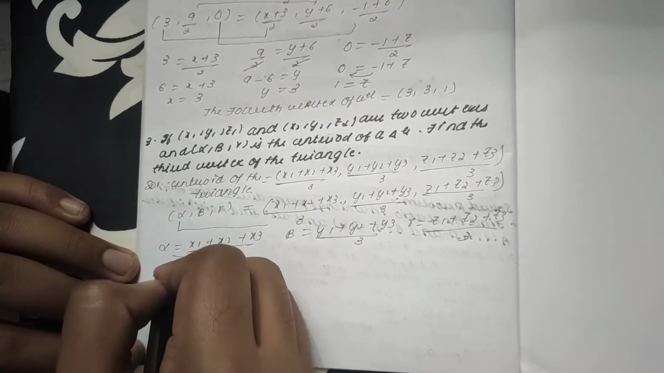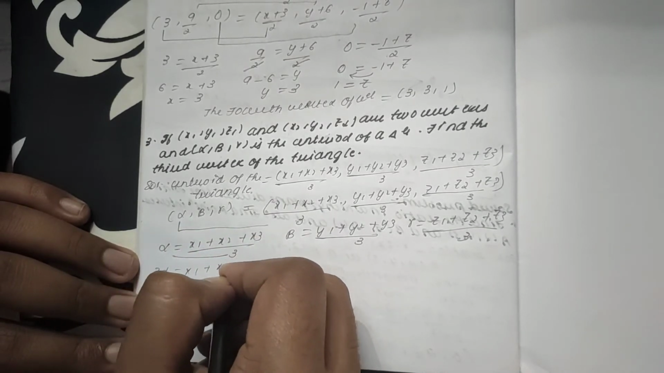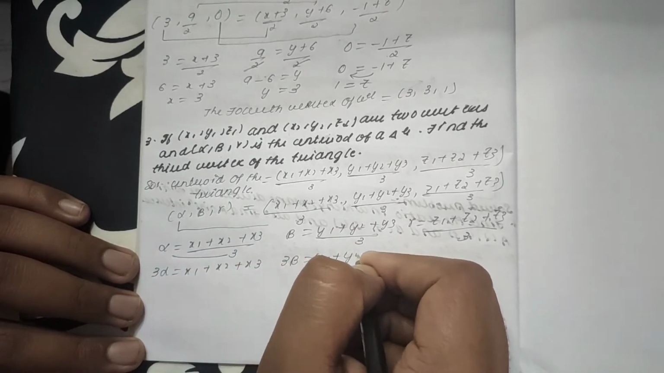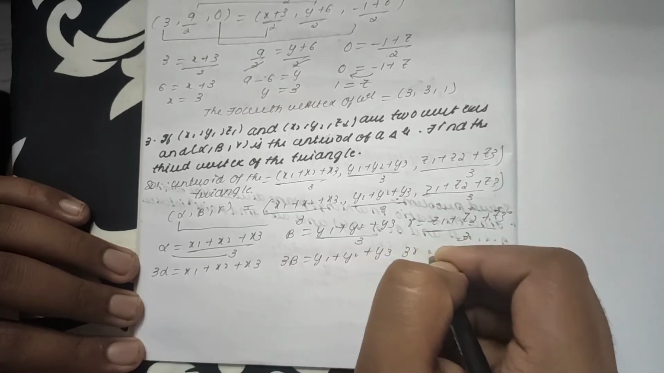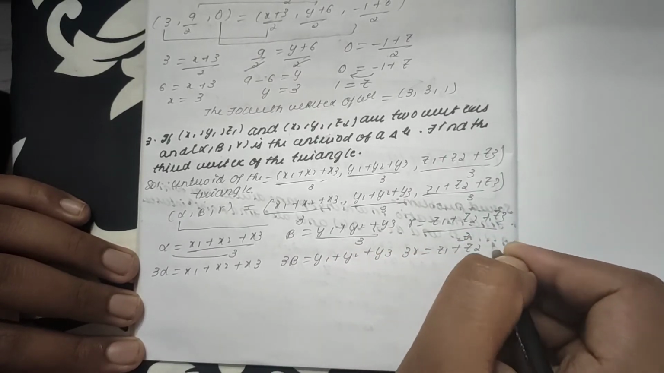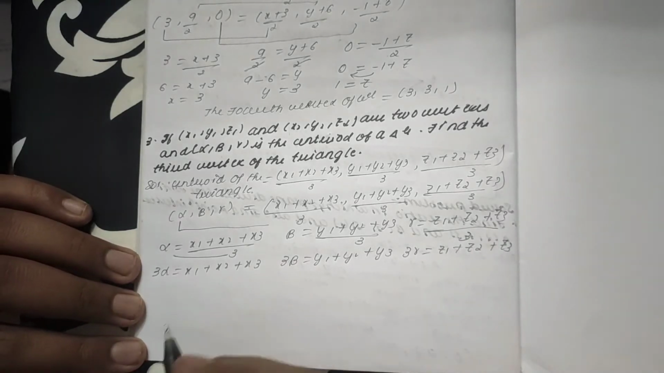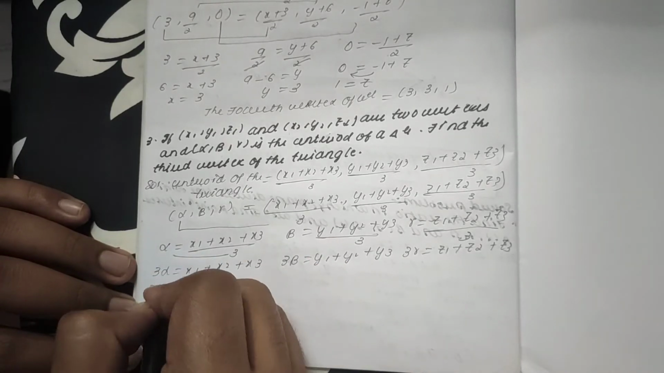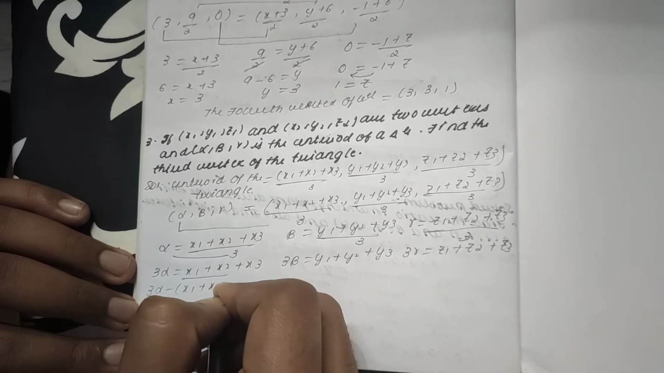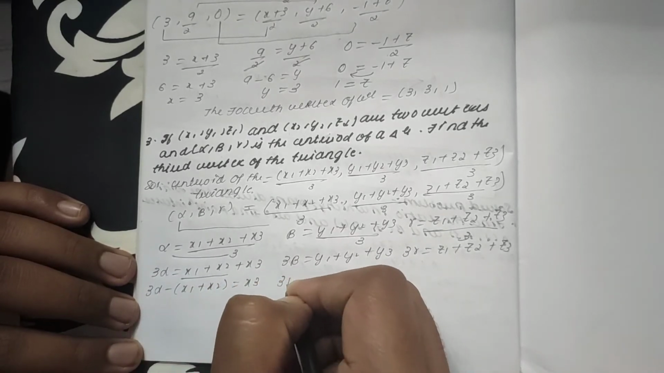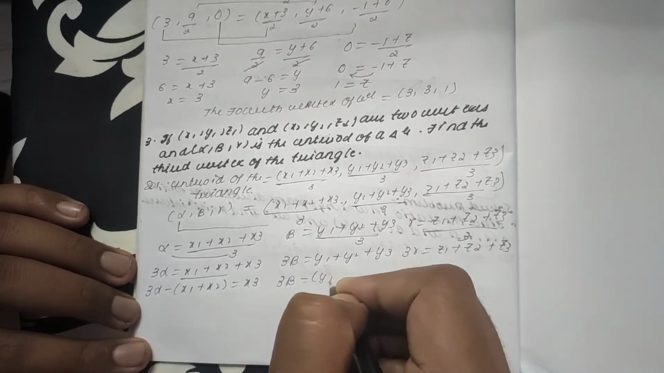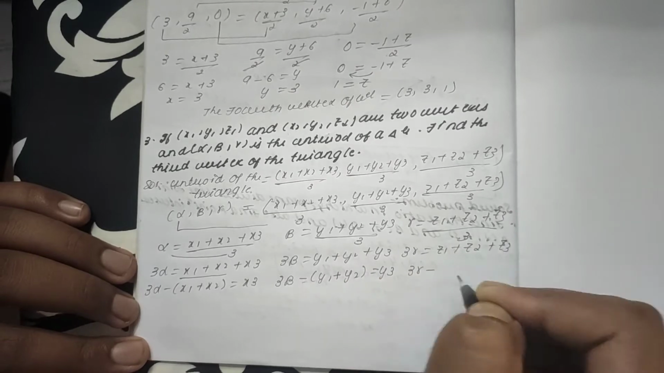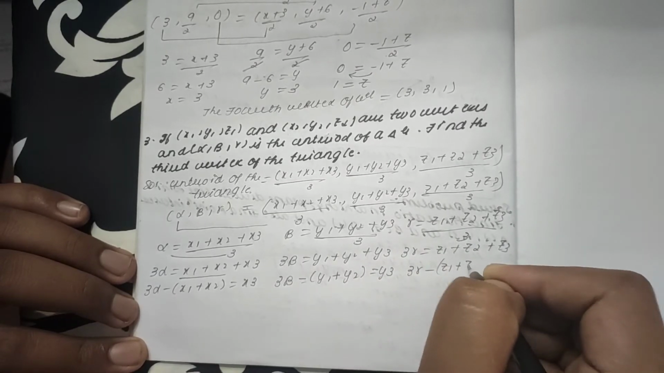Cross multiply. 3 alpha is equals to x1 plus x2 plus x3. 3 beta is equals to y1 plus y2 plus y3. 3 gamma is equals to z1 plus z2 plus z3. As we need to find the third vertex, take the x1 and y1 terms to LHS. 3 alpha minus (x1 plus x2) is equals to x3. 3 beta minus (y1 plus y2) is equals to y3. 3 gamma minus (z1 plus z2) is equals to z3.